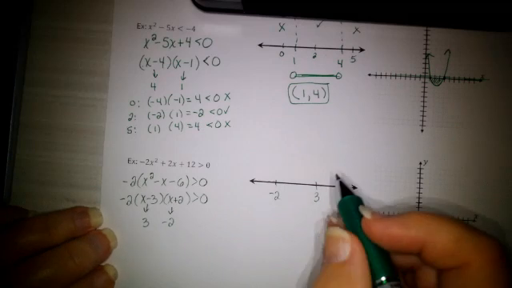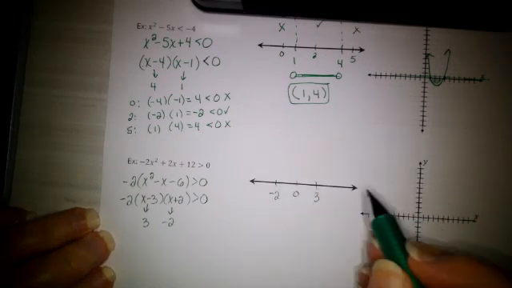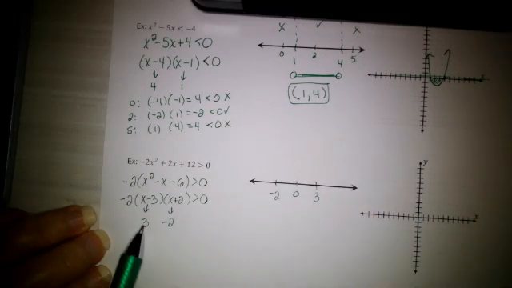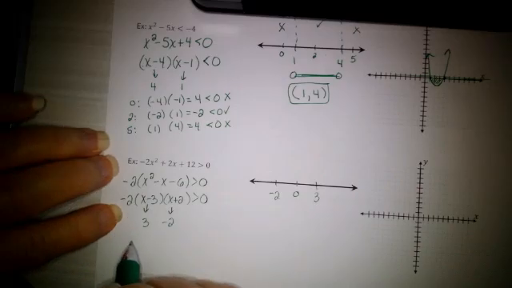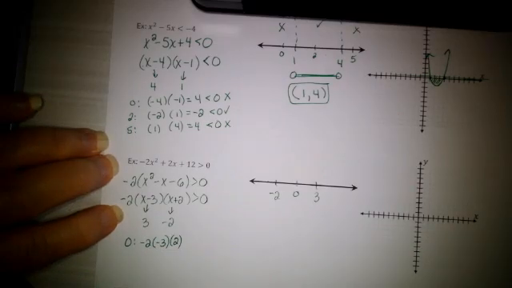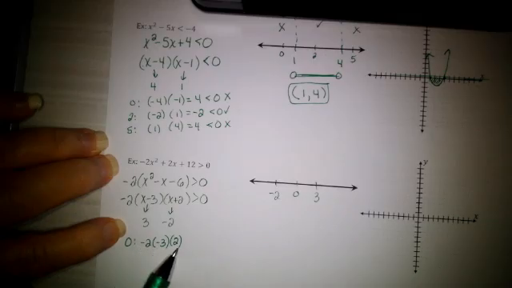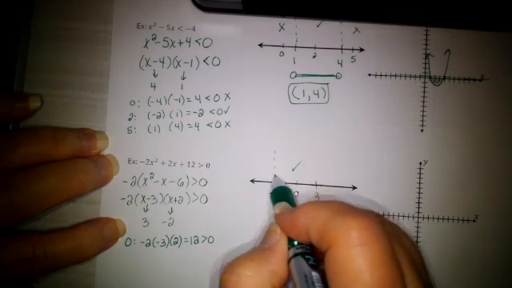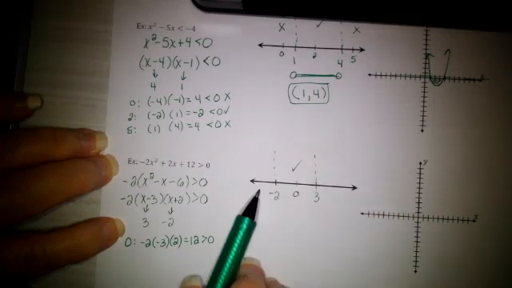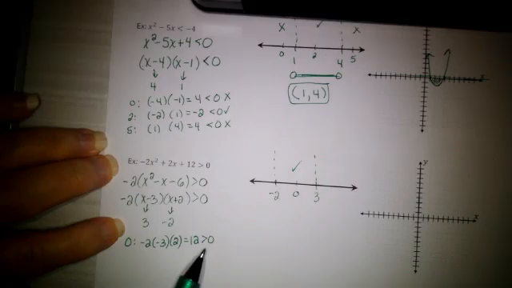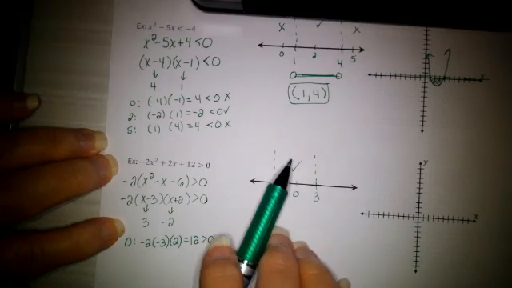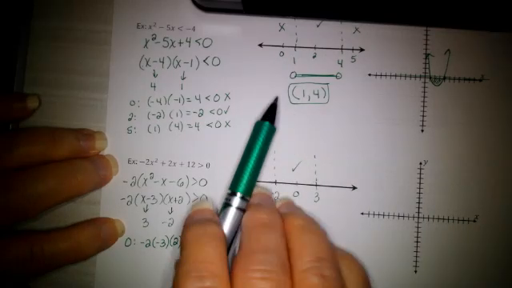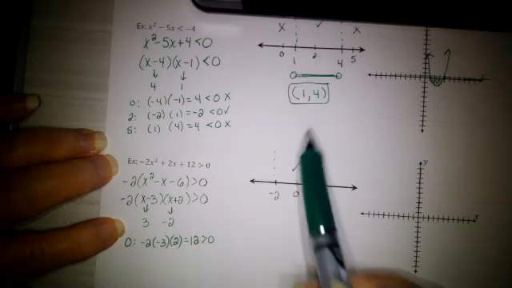So let's check some points to see what works. I'm going to start with 0. If I put in a 0, negative 2 times negative 3 times positive 2. That's going to give me positive 6, positive 12. Is 12 greater than 0? It certainly is. Now, based on our pattern, do you think the outsides are going to work? Because it seems like when the inside works, the outside don't. If the outside works, then the inside doesn't.